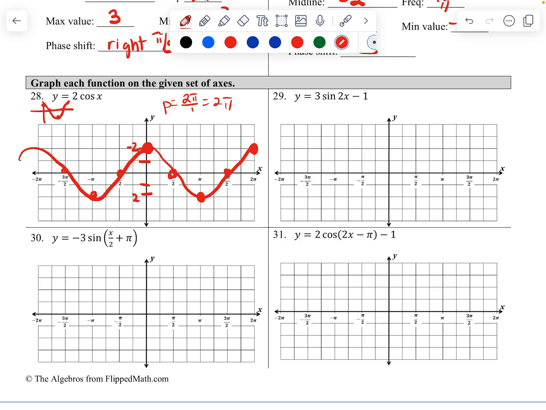All right, this one has a little bit more. So our amplitude is 3. Our period is 2 pi over 2, which is pi. And it moved down 1. So I'm going to go down 1. Our amplitude is 3, so 1, 2, 3. 1, 2, 3.